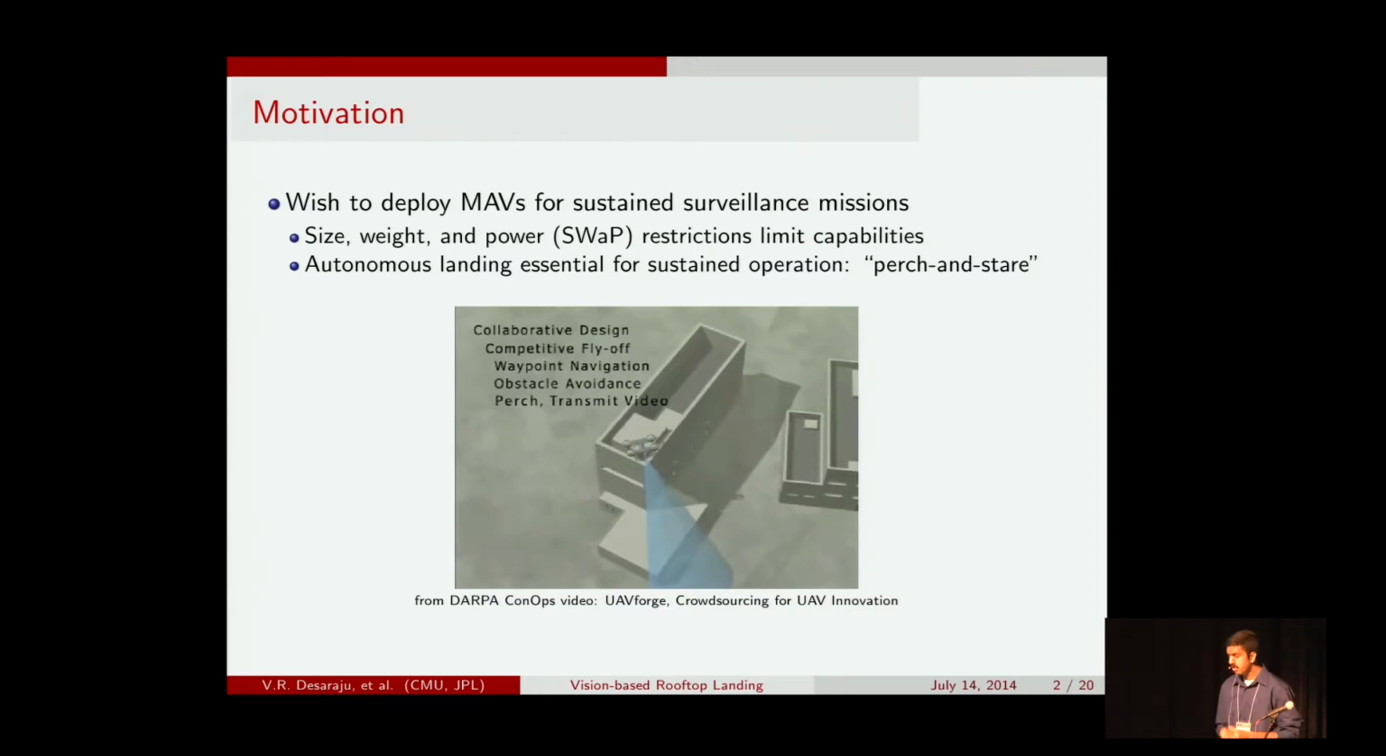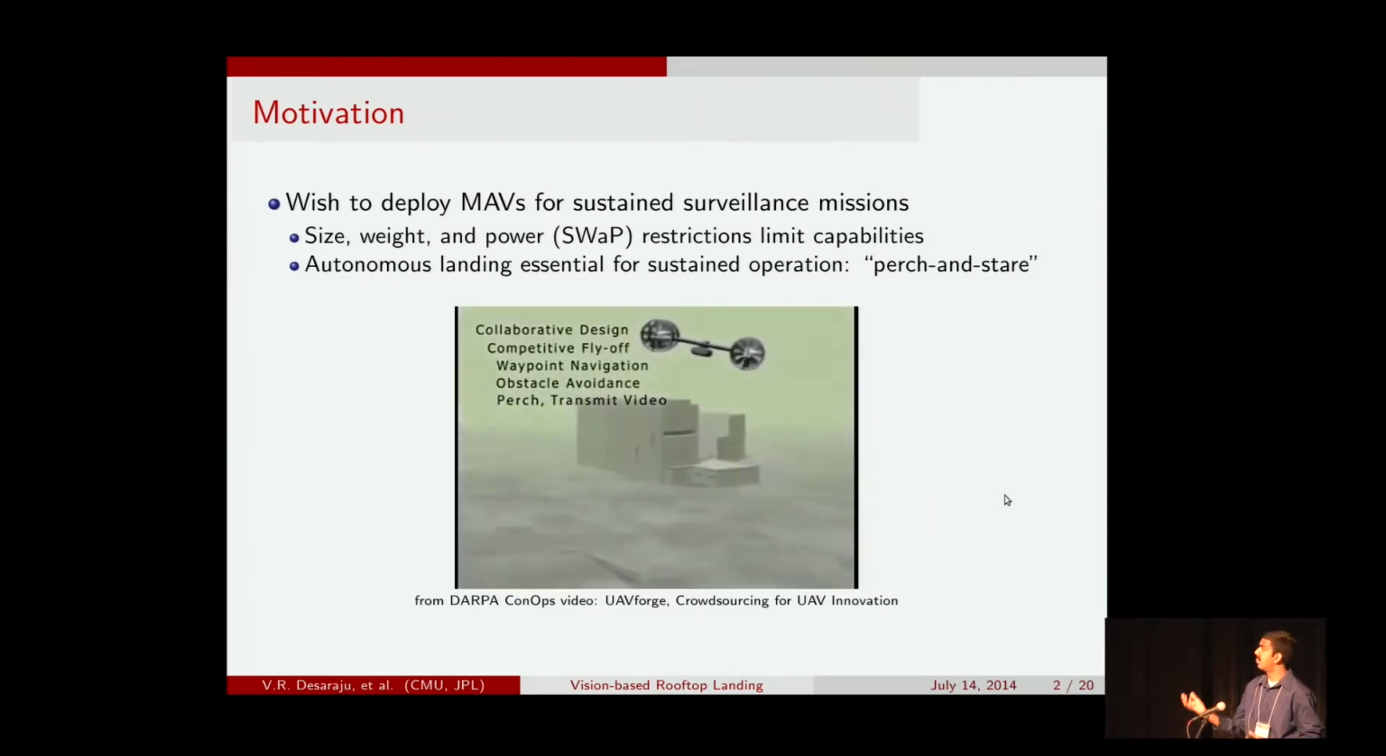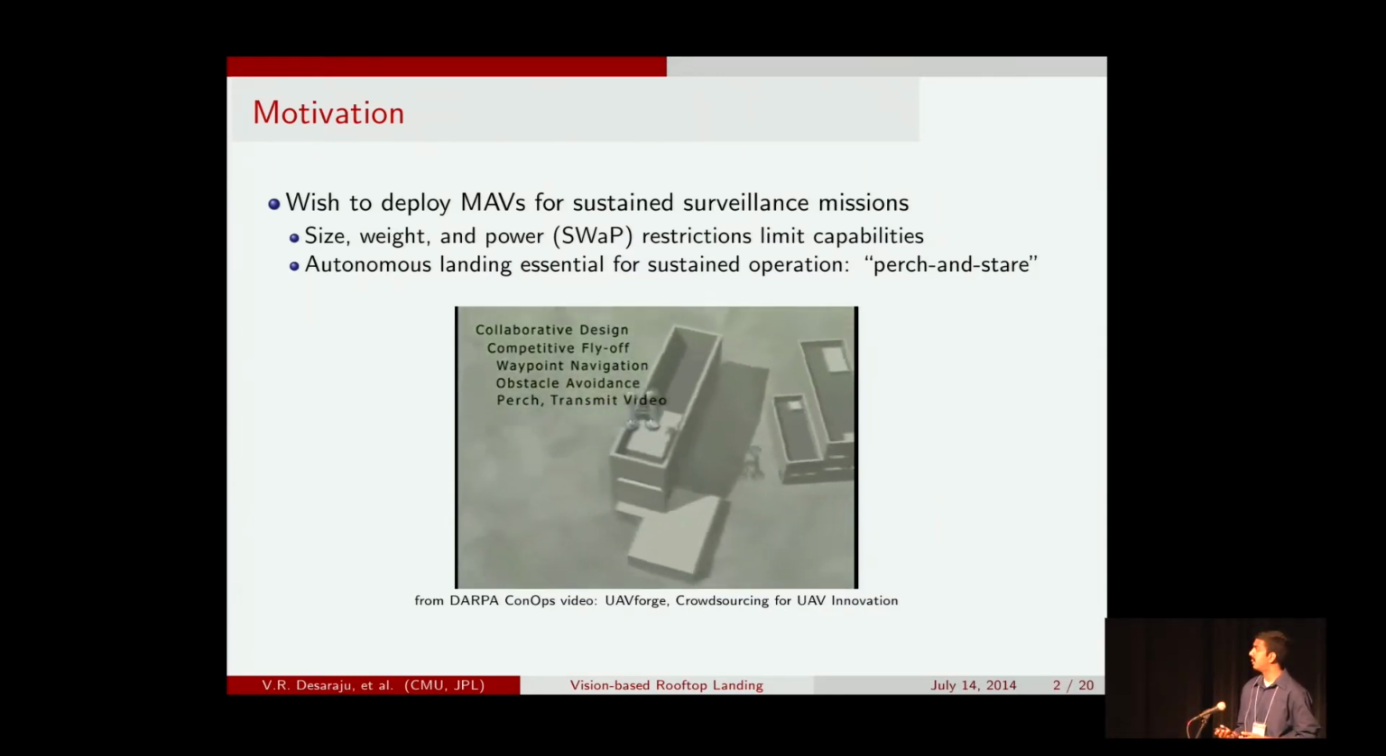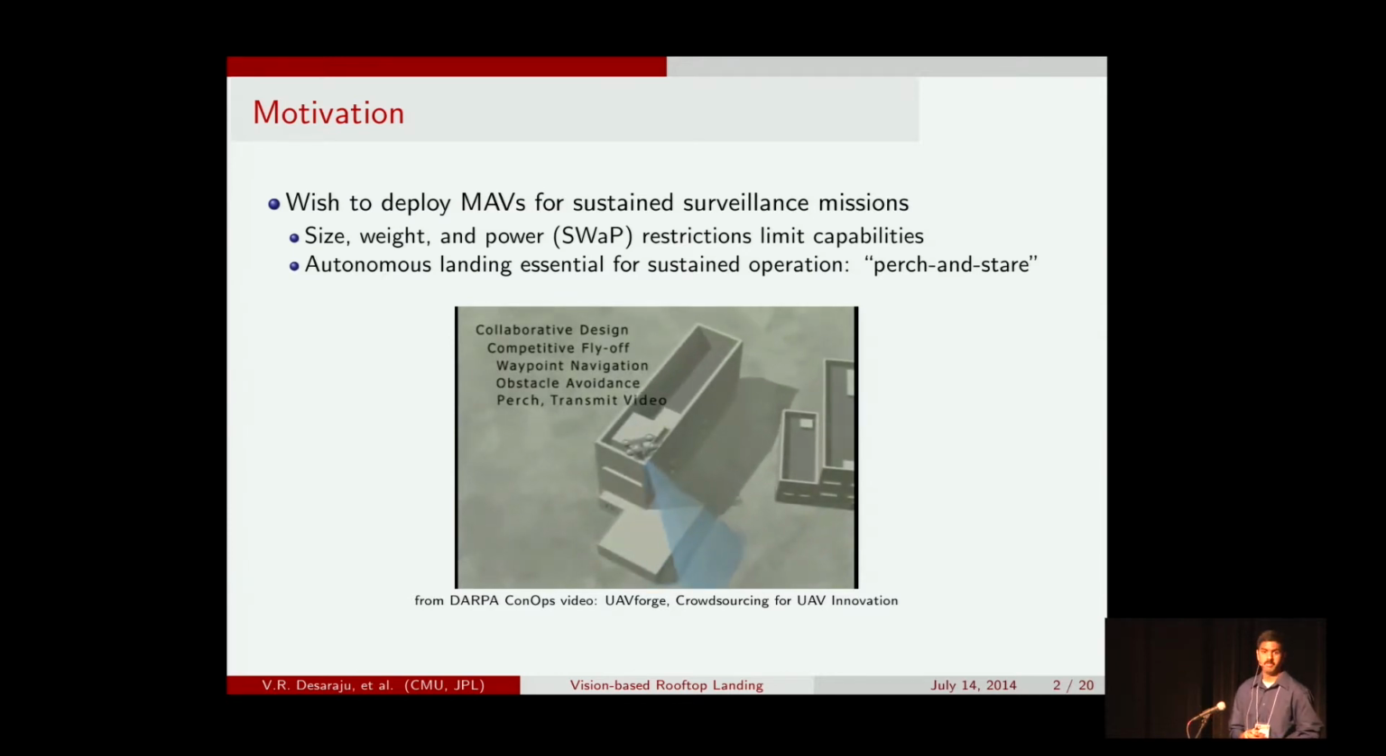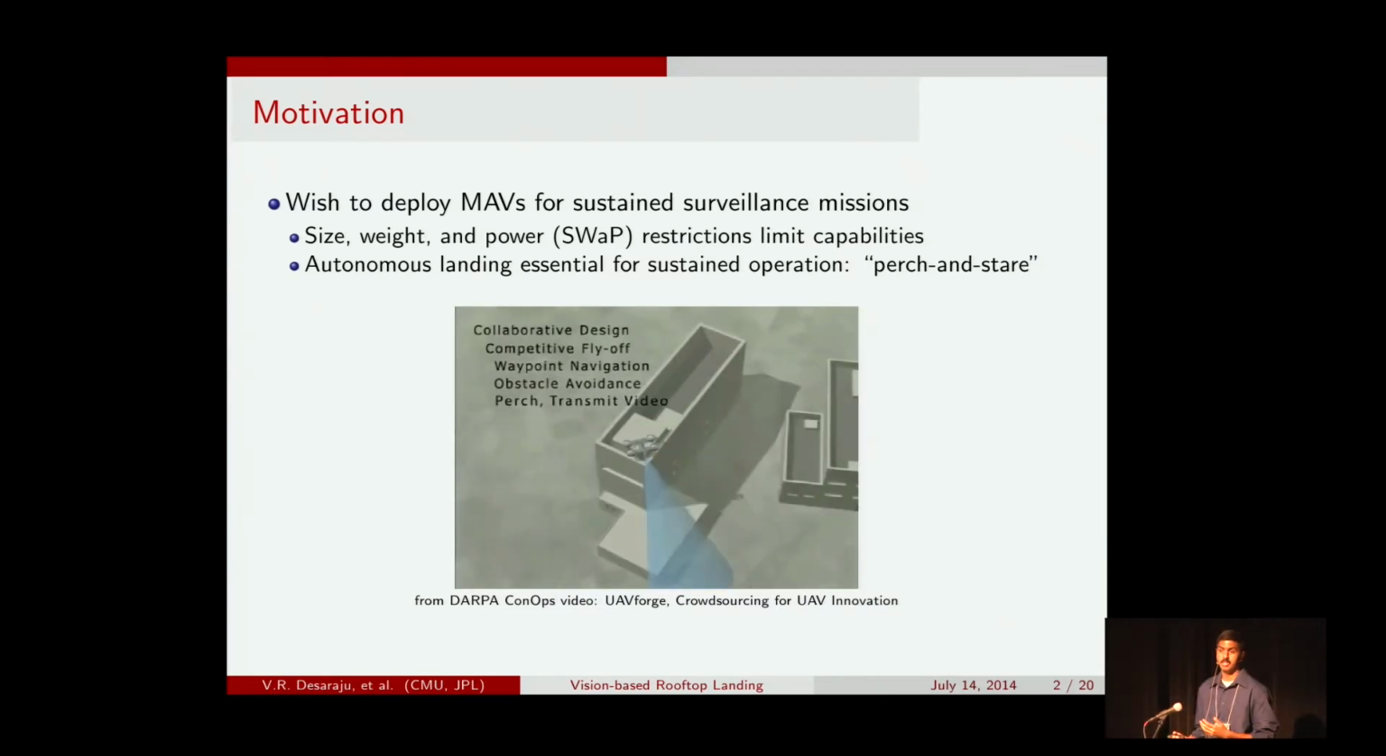So we need to be able to autonomously land on top of buildings to conserve energy in order to execute any of these sustained operations. This leads to the notion of a perch and stare type of task scenario. The idea of perch and stare is gaining a lot of importance in recent years, to the point that in DARPA's recent UAV Forge challenge, they incorporated perch and stare as one of the key components that the teams had to demonstrate. And this is just one of their concept of operations videos here. However, I should note that this is an incredibly difficult problem, and no team actually successfully completed this challenge.